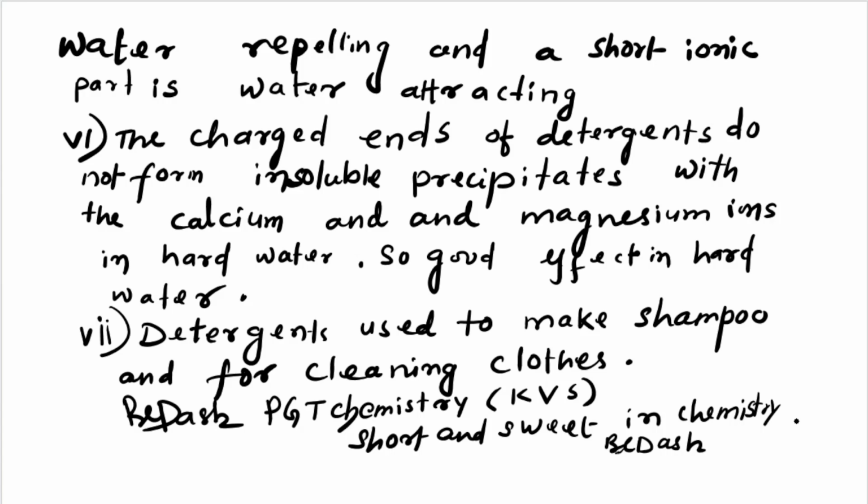Detergents are used to make shampoo and for washing clothes, and other things also can be washed properly with the help of detergent. Where more oil and grease are there, that can be washed by the detergent only, because detergent can be used in hard water. So I hope the use of soap and detergent, the difference, and the advantages and disadvantages are clear to you, and you try to understand this chapter.